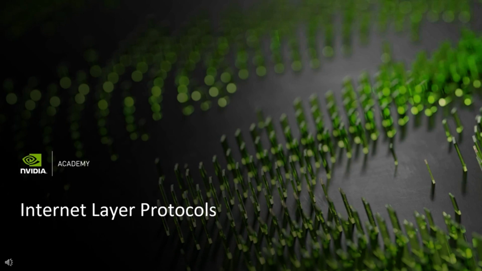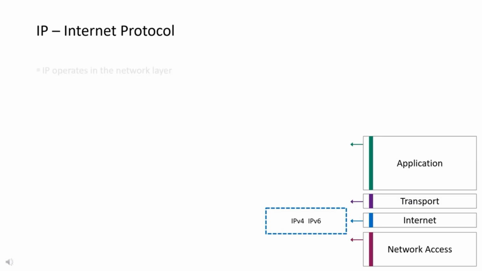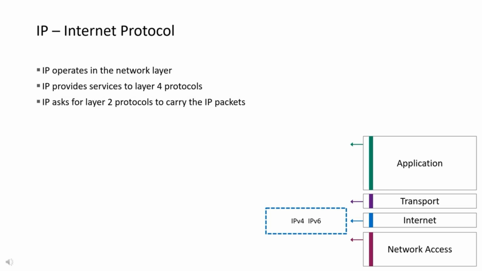We are done with the transport layer protocols. TCP and UDP are now ready to move onto the internet layer. IP version 4 is a network layer protocol. There is another version of IP known as IP version 6, but it is outside the scope of this course. So IP provides network services to layer 4 protocols, such as TCP and UDP, and in return asks layer 2 protocols to carry the packets over the physical medium.